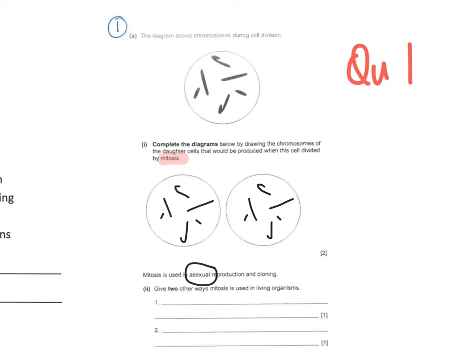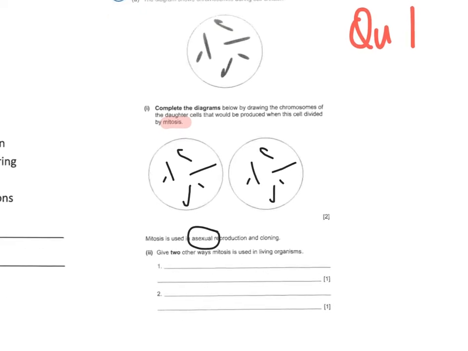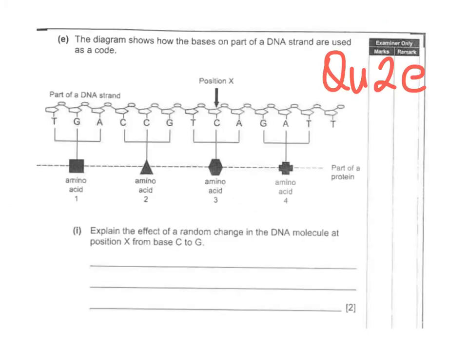But thankfully the question isn't asking you about that. It's basically saying, how is mitosis used in living organisms apart from reproduction and cloning? So things like growth and repair, or to replace worn out cells.